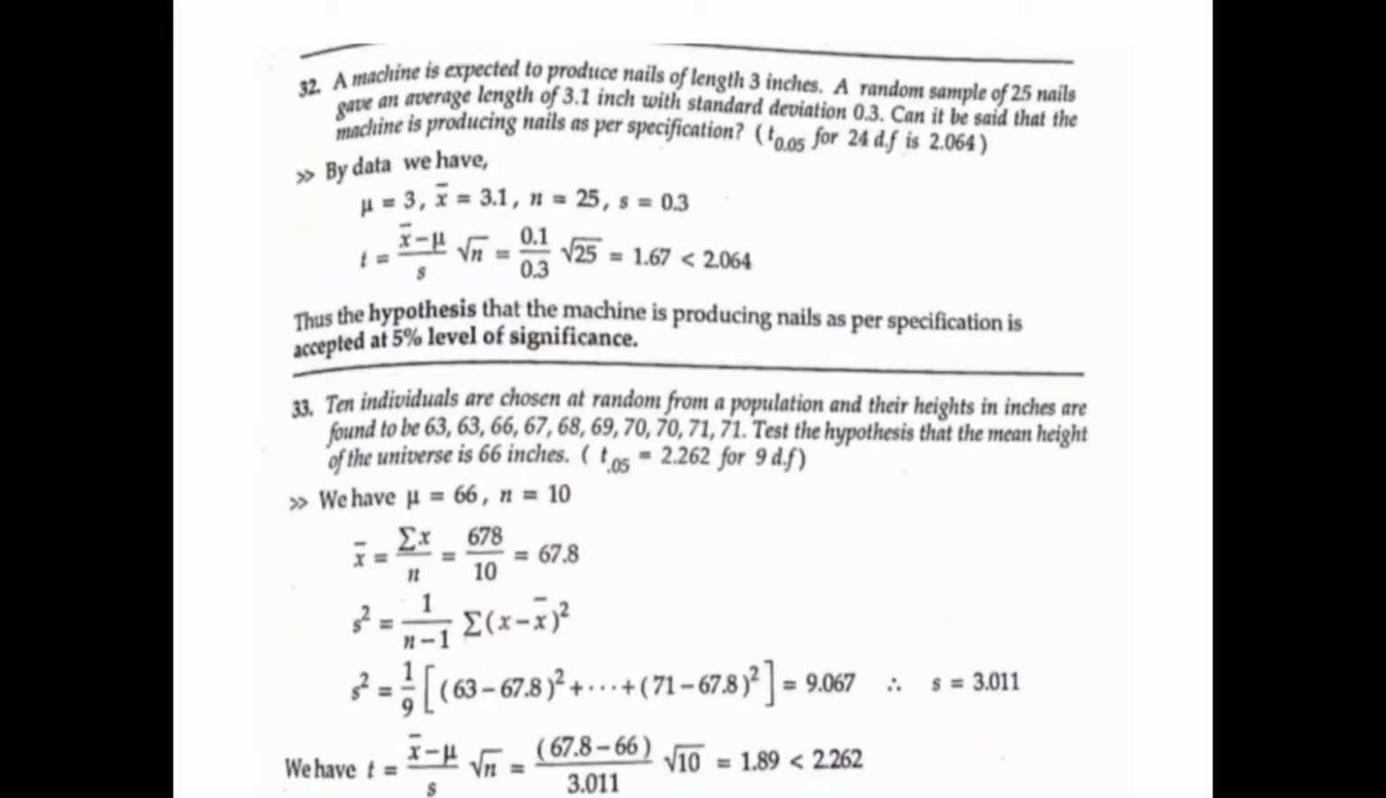And what is the sample size? 25. Therefore, the degrees of freedom is 24, that is n minus 1. And t at 5% level of significance, the critical value of t is 2.064 for this particular degrees of freedom. Understood? And how do you get this? This is from the standard tables. Got it? So you got to remember that.